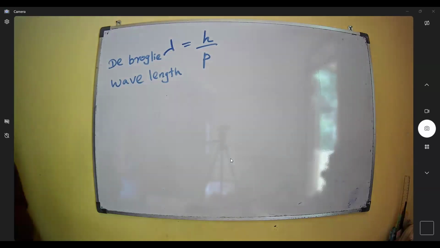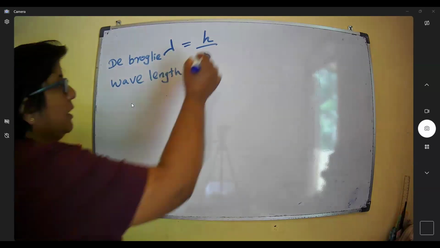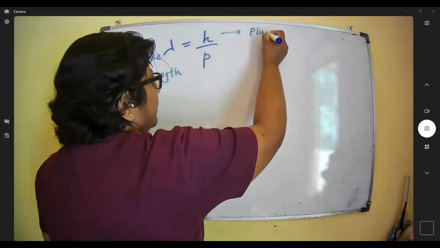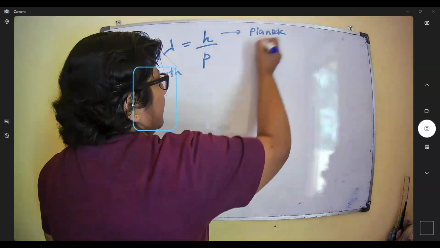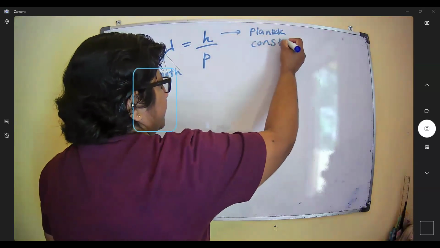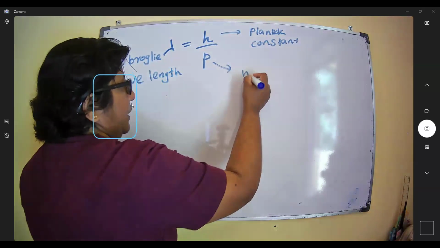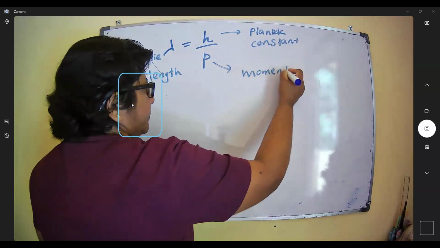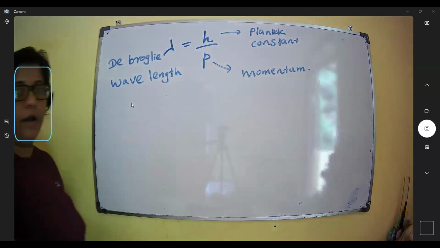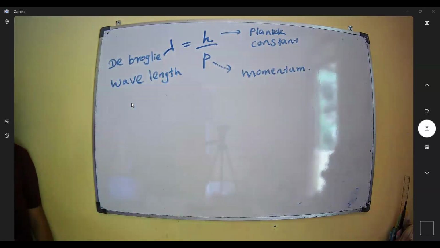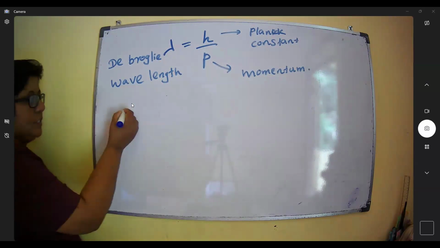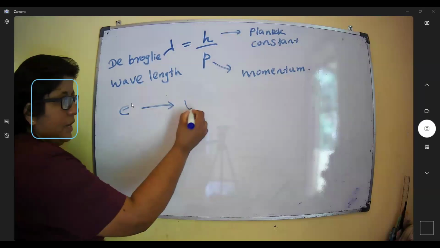Lambda is equal to h over p. H is the Planck constant. What is the p? P is the momentum. Then we can find the wavelength associated with momentum using the de Broglie wavelength. Then here, they mention the electron. The electron is moving at what velocity?